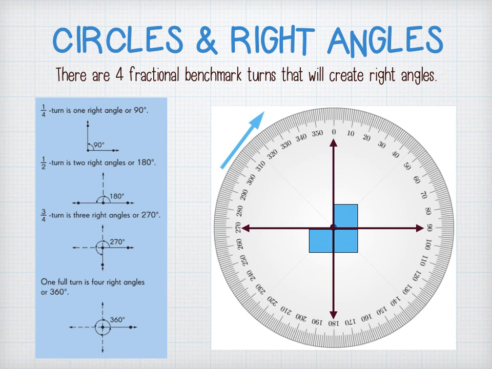And lastly, we'll continue with the full turn. By doing so, there are now 4 right angles created within the circle, or a total measure of 360 degrees.